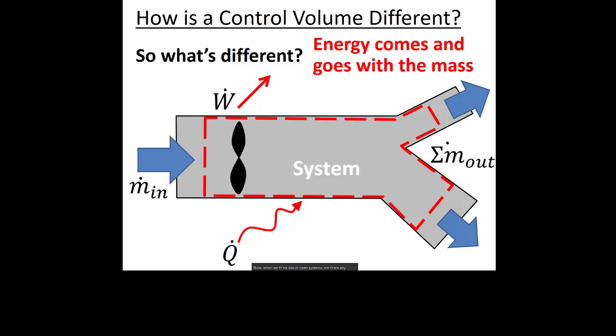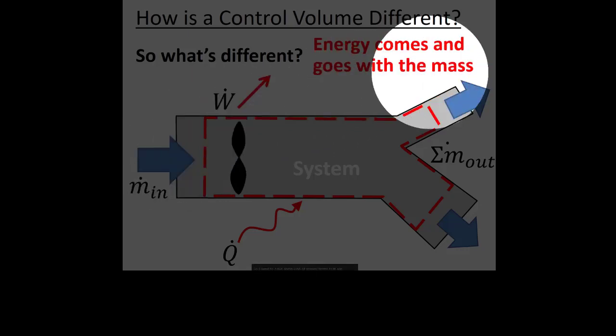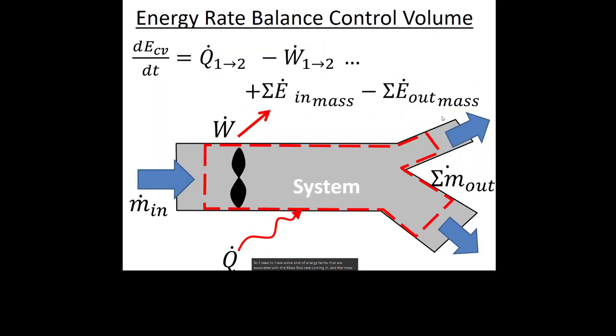And the difference when we're thinking about open systems versus closed systems is that in open systems, energy can come in and out with the mass. So I need to have some kind of energy terms that are associated with the mass flow rate coming in and the mass flow rate going out.